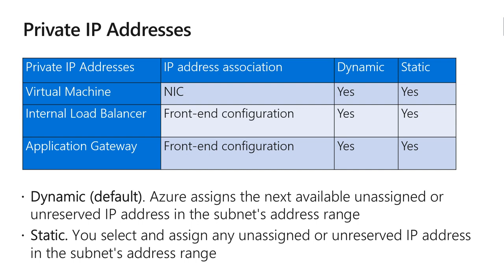Statically, you select and assign any unused IP address in the subnet range. For example, if a subnet address is again 10.0.0.0 and addresses 10.0.0.4 to 9 are already assigned to other resources, you can assign starting from 10 up to 10.0.0.254. Yeah, the last one is broadcast. You cannot use that one.